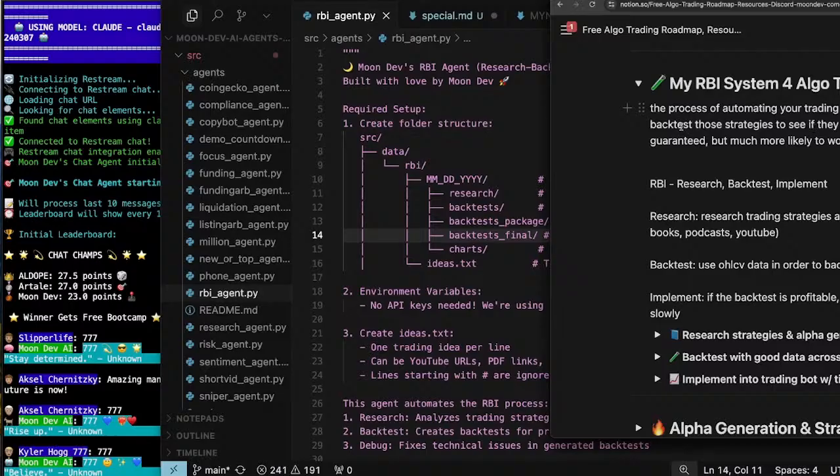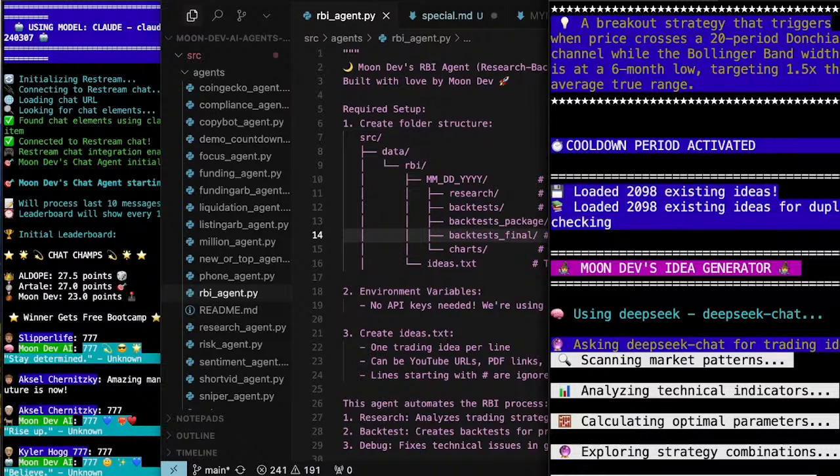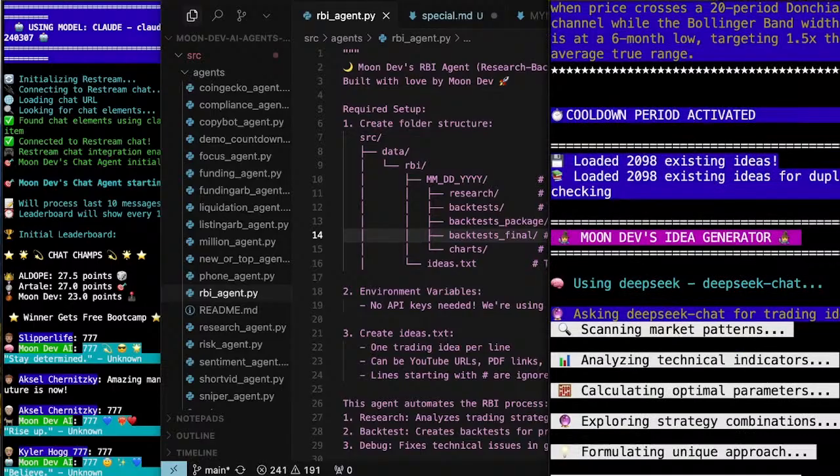Today, you're going to see me build bots. I have my agents doing the RBI system all day. Why wouldn't I? I'm using DeepSeek. DeepSeek's pretty much free, dude. See the research agent here is looking at one of the ideas. Okay, perfect.